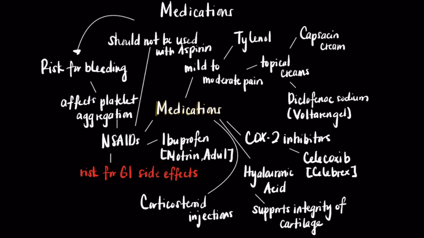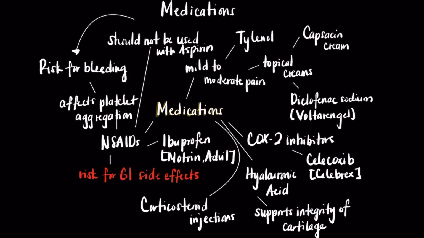NSAIDs should not be given with aspirin, as NSAIDs affect platelet aggregation, prolonging bleeding time, which puts patients at risk for bleeding. Corticosteroid injections and COX2 inhibitors like Celebrex are used when other initial medications are ineffective. Hyaluronic acid may also be administered, as it can support the integrity of cartilage, thus alleviating pain.